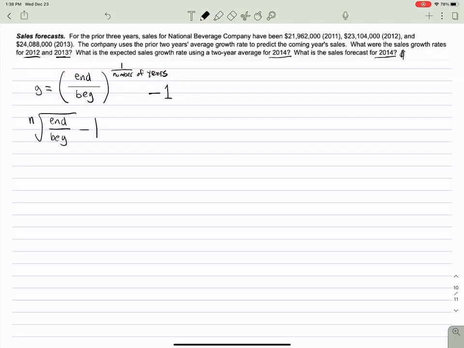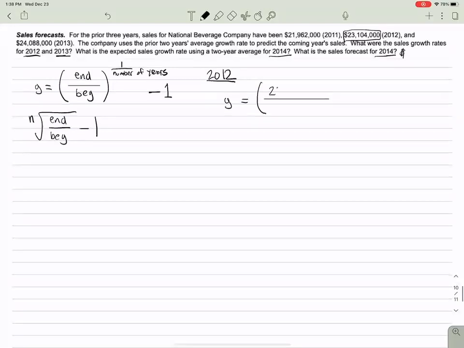Okay, so let's apply that to 2012 and we'll figure out our sales growth rate of 2012. So the end of 2012 is going to be that final value of 2012. Okay, so that's the 23 million. And the beginning was our previous year's end. So the previous year, in this case, is 2011, the 21 million.